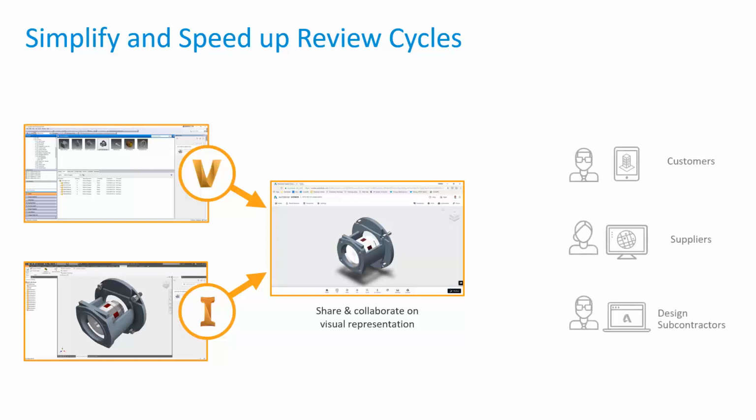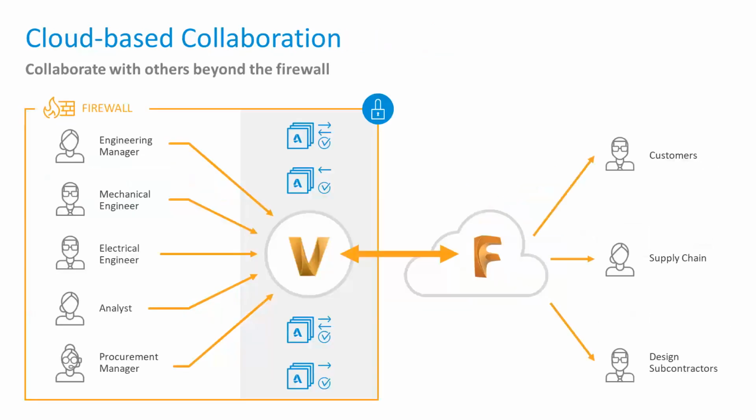What happens if you send that link to the customer, supplier, or anybody who you're working with? It puts it into a secure location. The visual representation is there, and now you can start to communicate with it. Vault also helps you collaborate with external stakeholders beyond your firewall.